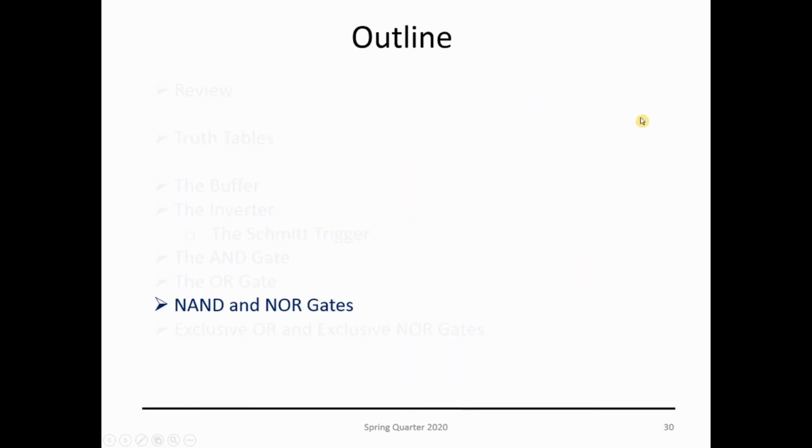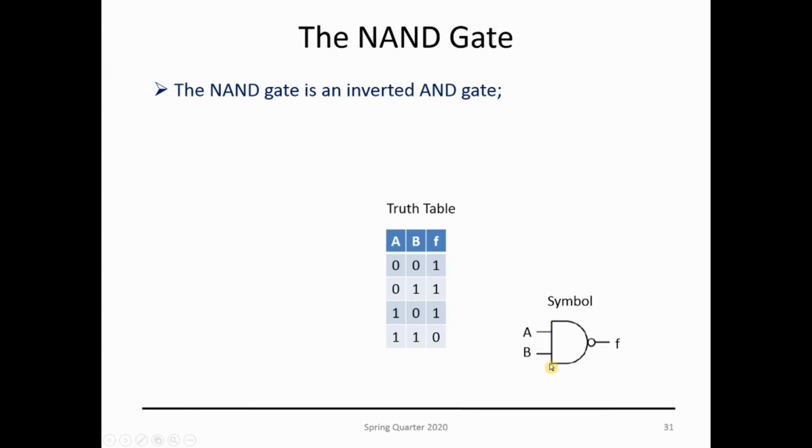Let's go over NAND and NOR gates. Your NAND is your AND negated. It's like an AND with a NOT in front. So what it's going to do is invert the output of your AND. Your AND was all zeros and a 1, but now I'm negating, so it becomes all 1s and a 0.